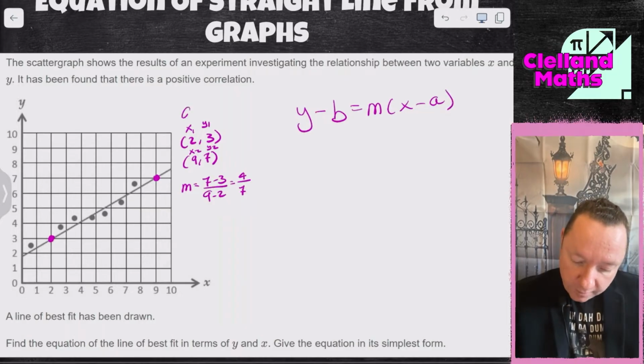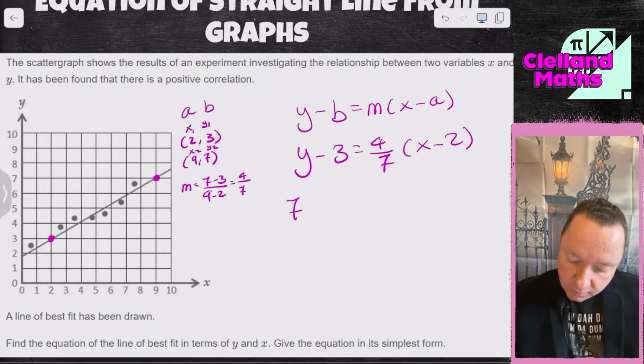I'll just pick the points a and b to be 2 and 3. Let me just check I've done that right. 2, 3, 9, 7. 7 minus 3 is 4. 9 minus 2 is 7. Yes. So y minus b equals m times (x minus a).